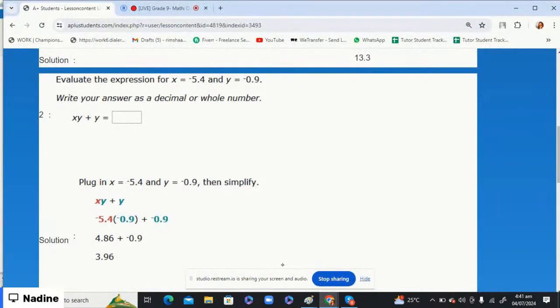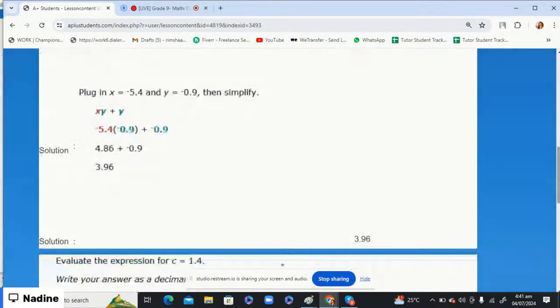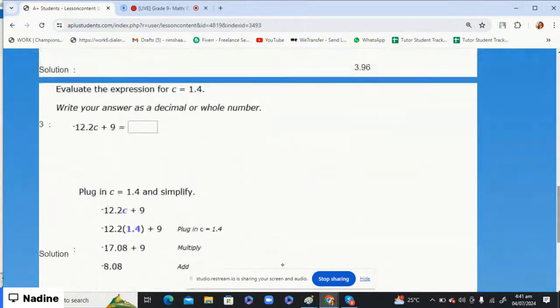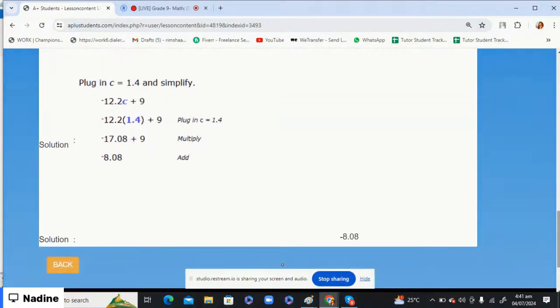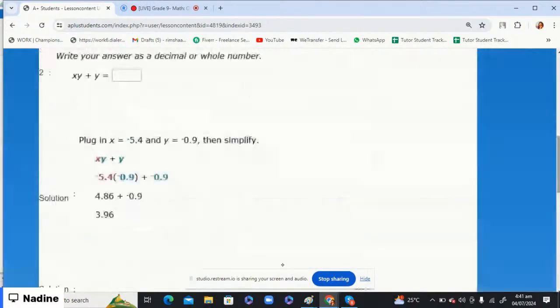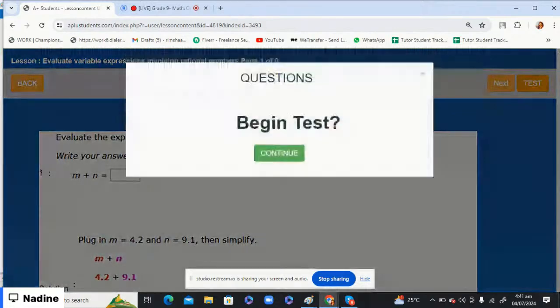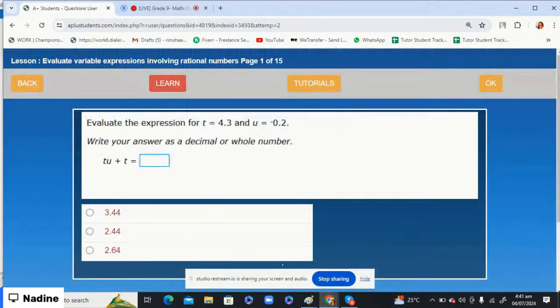Okay, look at here. Value of c is given, that is 1.4. Just simply put it here. Put all the values one by one in place of the missing digits. Sometimes it may be multiplication, sometimes addition, sometimes subtraction. Then just solve it. These are just decimal numbers, nothing special. Now let's do some test questions, then we'll finish up the class.